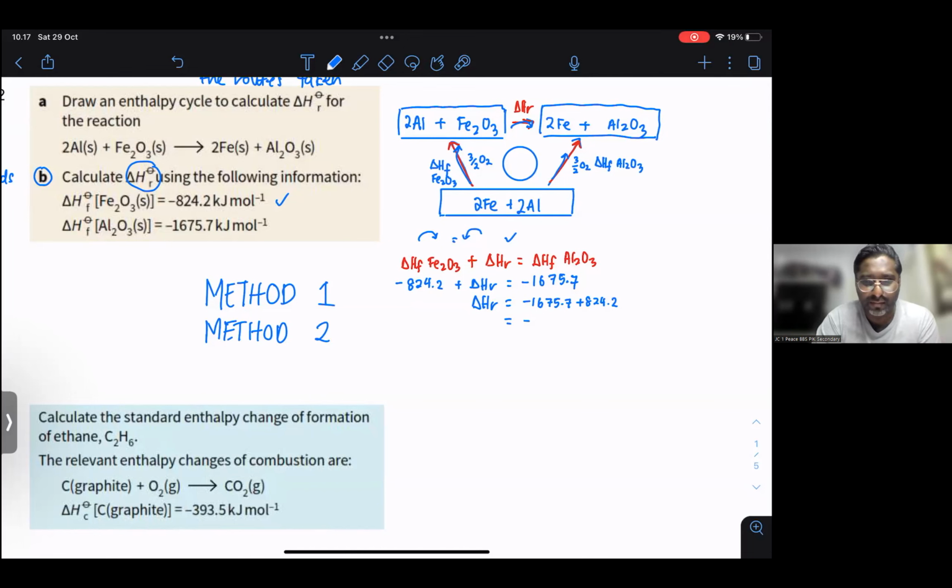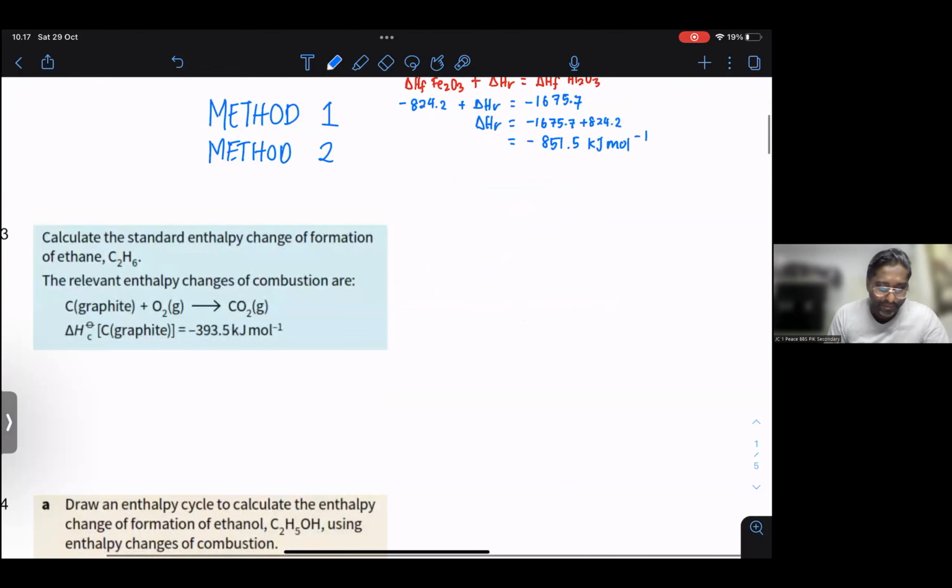So Bielson, can you help me with the calculation? What's the answer? Negative 851.5. Negative 801.5, kilojoule per mole. Okay, thanks. So that is going to be the first question.